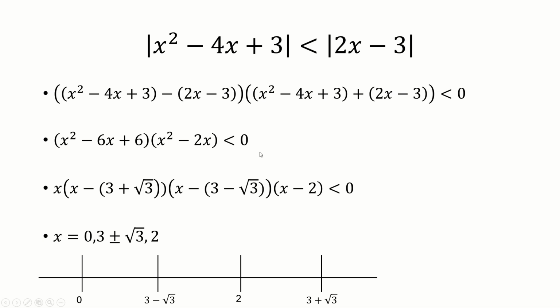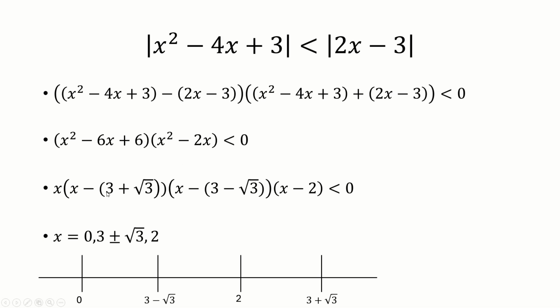So before we check when this is less than 0, we need to factor this out to see when the left side is equal to 0, so we can get our intervals. So we'll start off with the x squared minus 2x. That's just x times (x minus 2). And then x squared minus 6x plus 6.